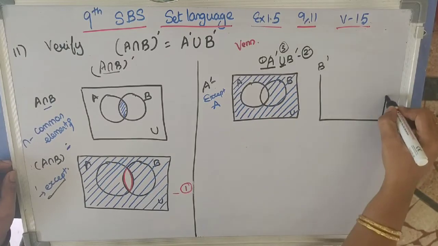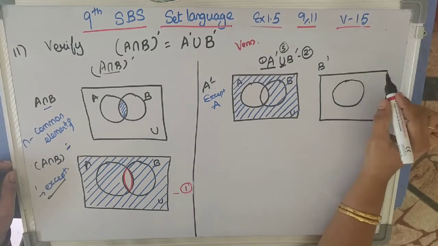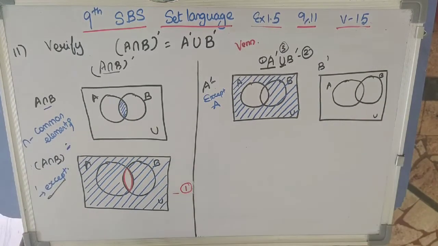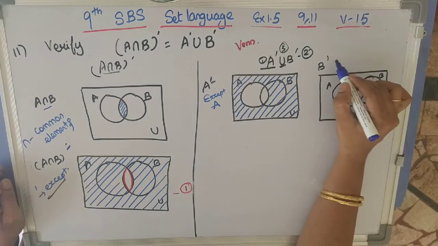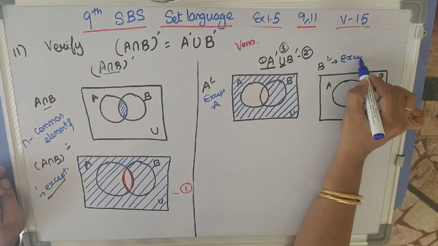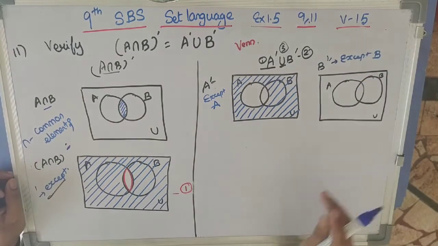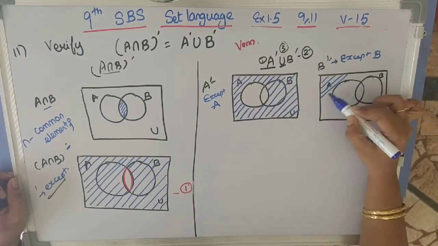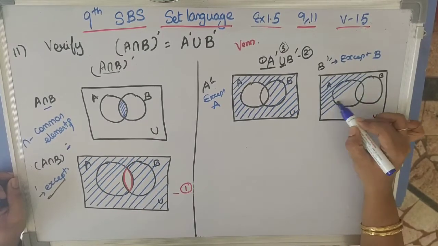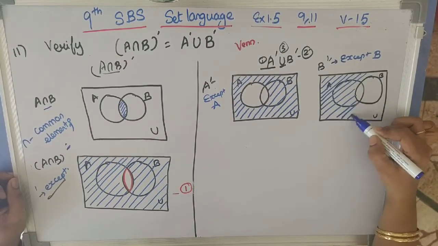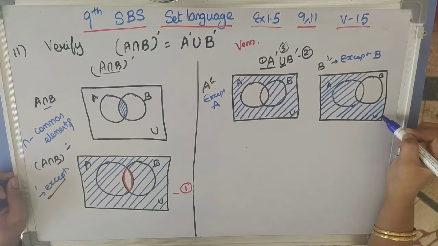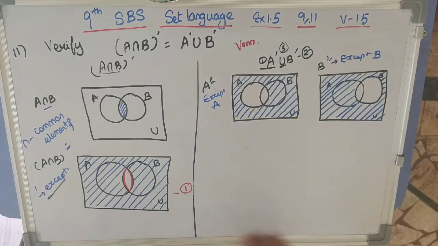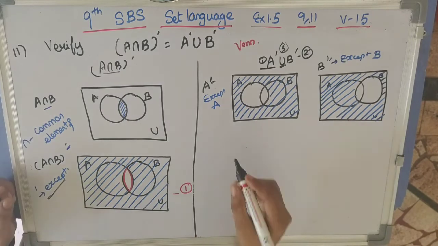Now, we have to find B dash. So, I am going to draw the set A and B within the universal set U. Now, we have to find B dash. I have already said what is the meaning of dash. Dash means except. So, B dash means except B, the entire universal set. Clear? So, I am going to shade the entire universal set except B because this is B dash. Clear? I will not touch B because we shouldn't include B in this B dash. Clear? Can you able to see? Can you able to understand?